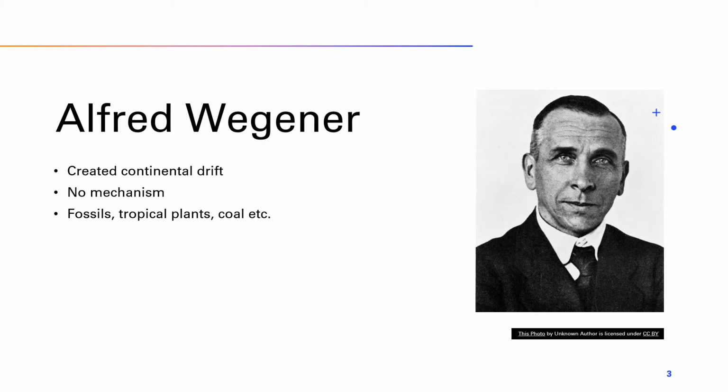To give a little bit of background and history about plate tectonics, we will be talking about Alfred Wegener. He created continental drift. He had no mechanism, and he used fossils and other items to prove his theory. He proposed that at some point in the Permian period, all continents were attached together as one supercontinent, suggesting that the continents drifted away from each other and that somehow the plates were moving.